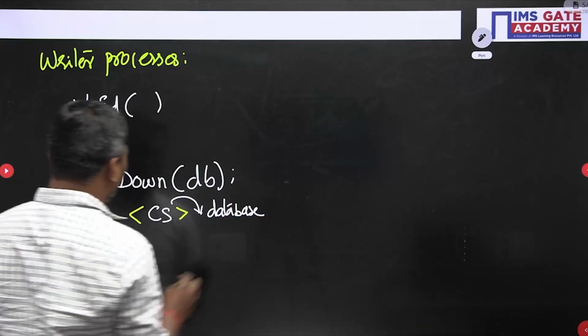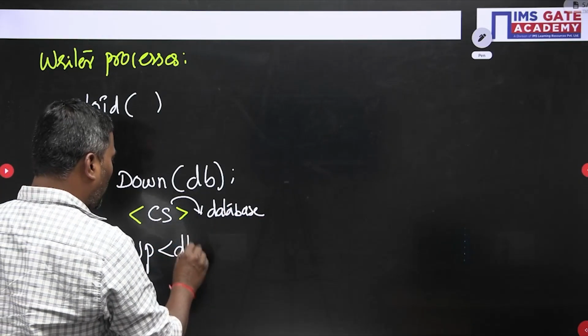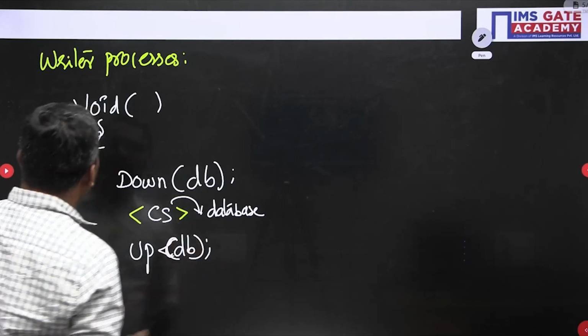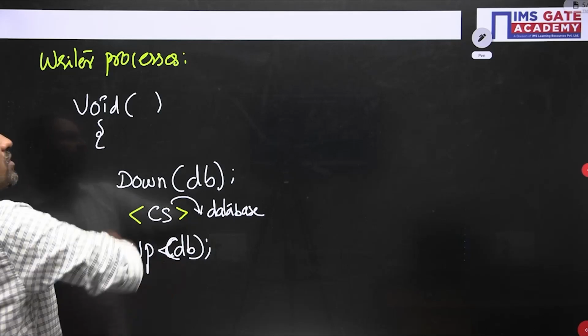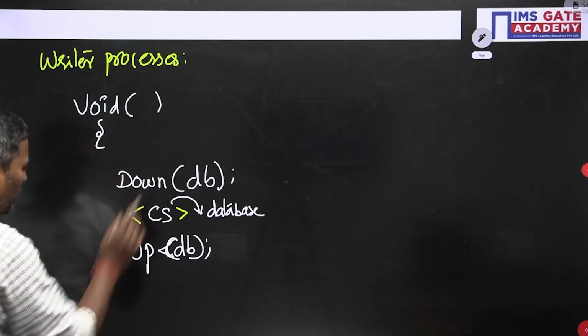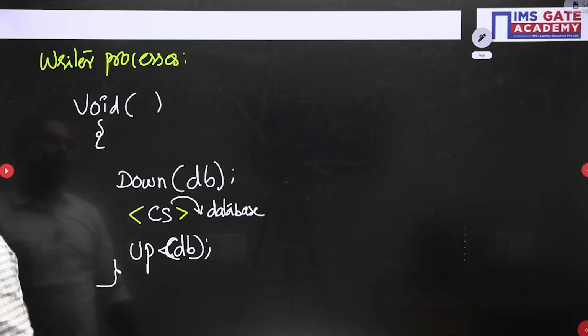You understand? Once done, then they can perform up on this db value, then they can leave it like this. If you continuously want to write, you can put it in a while, or you can write it for one time only. This is the code for the writer.